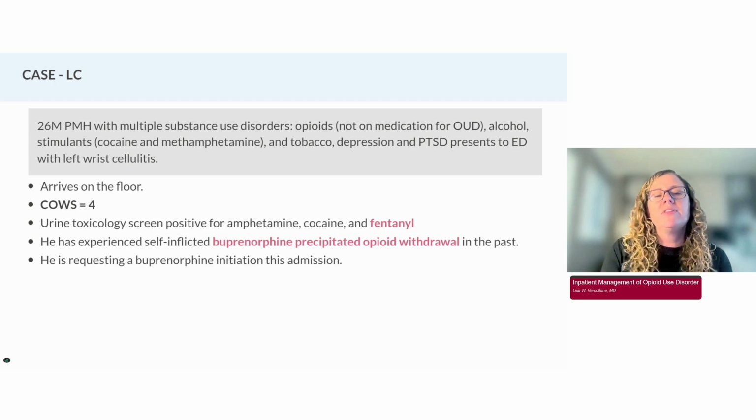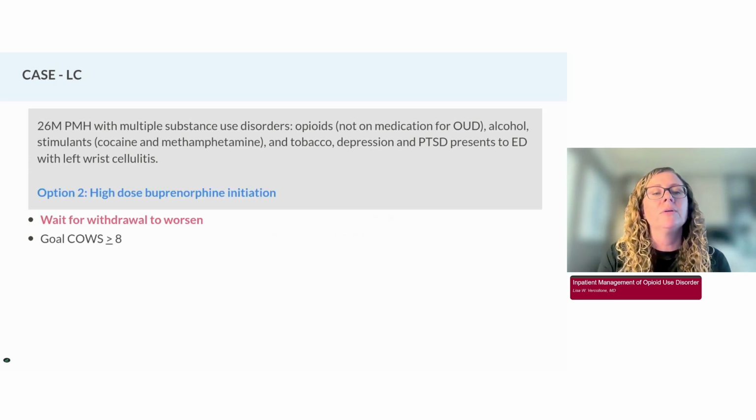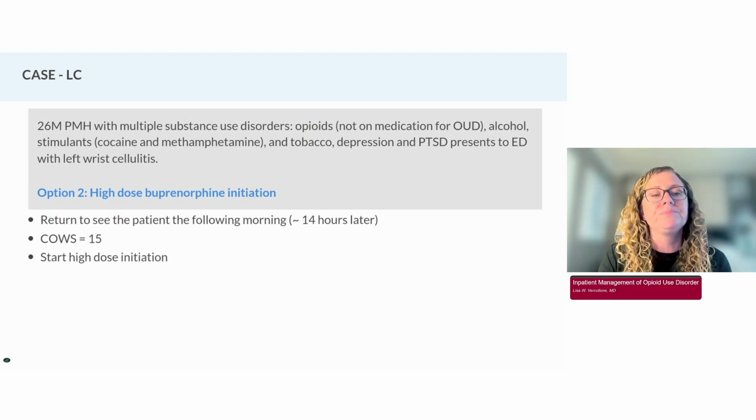So how would that look for this patient? Again, we're walking back. We're just meeting him for the first time. His COWS is 4. So in the high-dose initiation, we want the withdrawal to worsen, because what that tells us is there are more and more unoccupied mu receptors present. And so we want to wait for COWS to be at least 8, but the higher, the better.